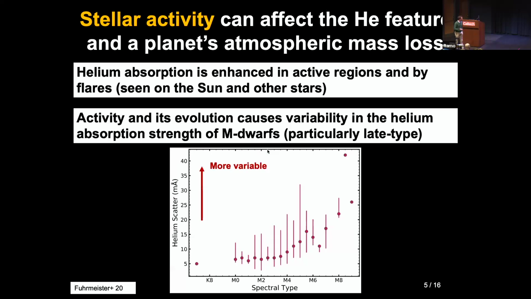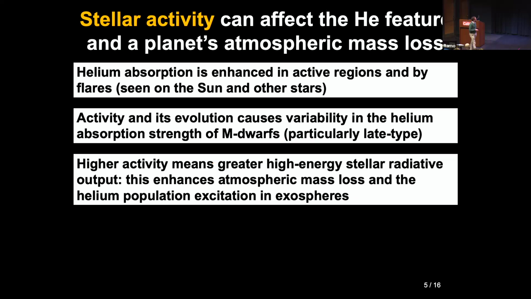There's been some wonderful work. This is from the CARMENES team looking at how variable this feature is in M dwarfs, and you can see as you go to the active late-type M dwarfs, the variability increases a lot, to the point where sometimes the line is in absorption, sometimes it's in emission. It's very messy. And then, of course, the atmospheric mass loss itself is not independent of the stellar activity, right? More activity, you have more of this high-energy radiative output that could drive more mass loss and also would affect the helium population in the evaporating planet's atmosphere, which would determine whether or not we could actually detect it.